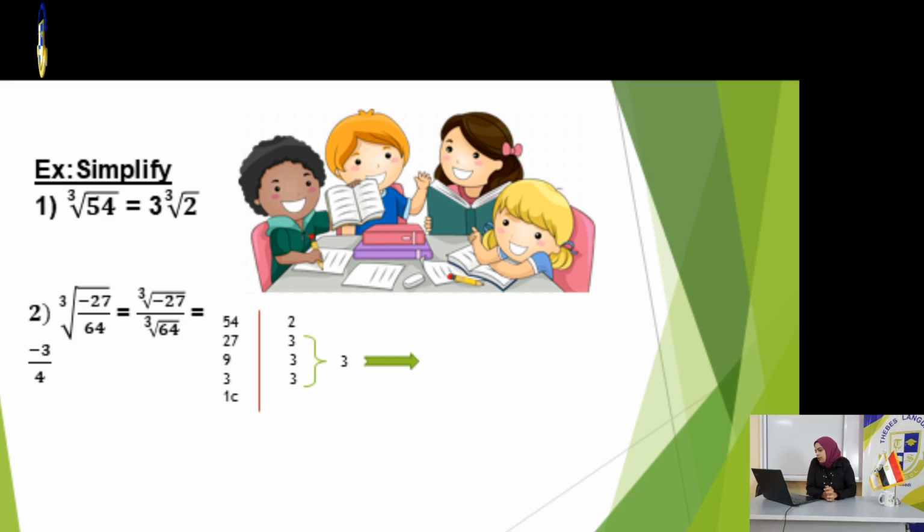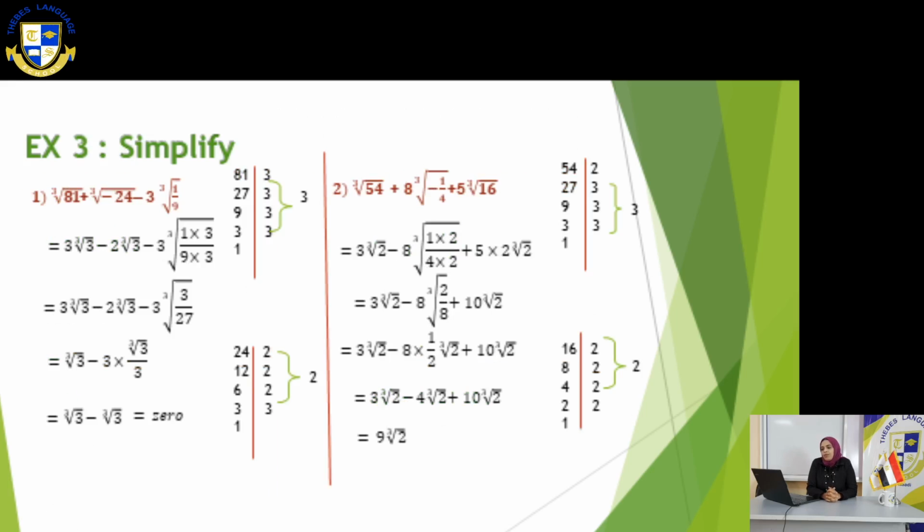Let's move to slide number 10. Simplify the following exercise. Cubic root of 81 plus cubic root of negative 24 minus 3 times cubic root of 1 over 9. Each term needs different steps. Cubic root of 81, we will factorize 81 as we said before by using prime numbers. 81 divided by 3 equals 27, divided by 3 equals 9, divided by 3 equals 3, divided by 3 equals 1.